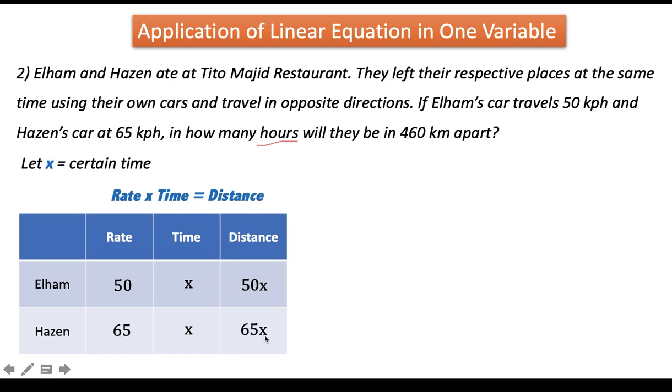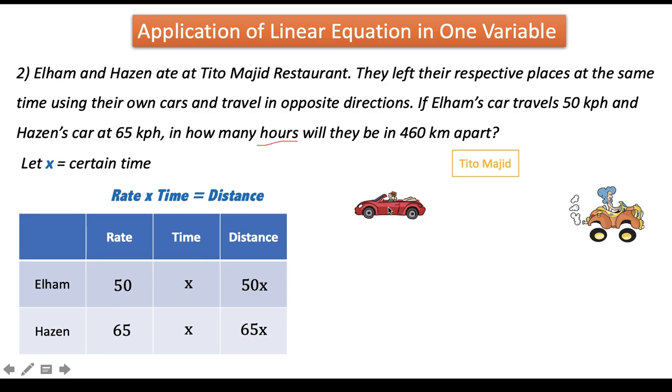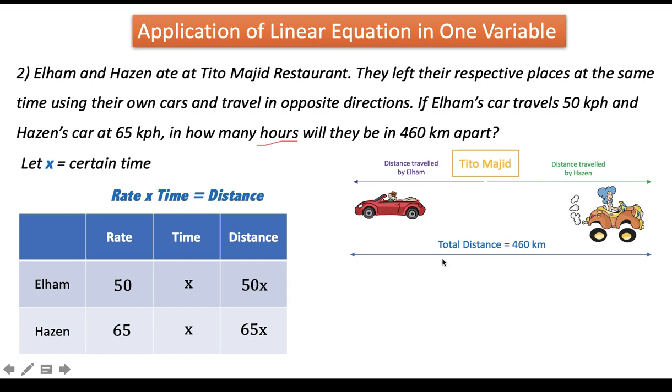Now, let us sketch the problem. So this is the restaurant. Then Elham and Hazen left the restaurant in opposite directions. This direction represents the distance traveled by Elham, and the opposite direction is the distance traveled by Hazen. Now, their total distance is 460 kilometers. The question is, in how many hours will these two cars be 460 kilometers from each other?